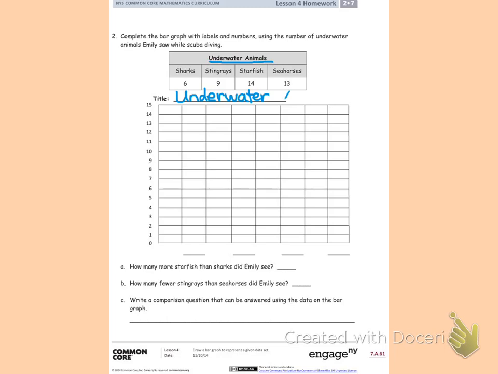Underwater animals. Now, at the bottom, I will list the names of the underwater animals that she saw while scuba diving. The first one is sharks. I will remember to capitalize it just like it's shown in the chart.